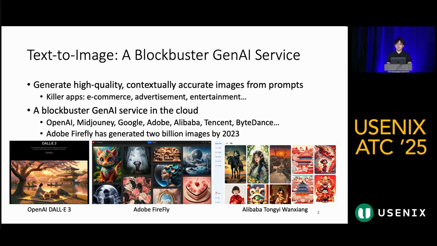Text-to-image generation using diffusion models has become a popular service in today's AI cloud. It enables the creation of high-quality, contextually accurate images from textual descriptions. It has matured as a service widely deployed in the cloud and data centers. According to the report of Adobe Firefly, it has generated more than 2 billion images by 2023.